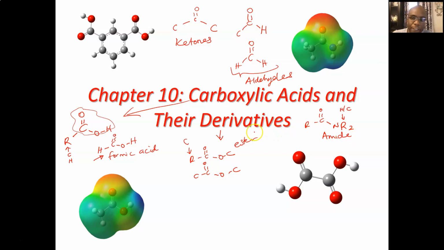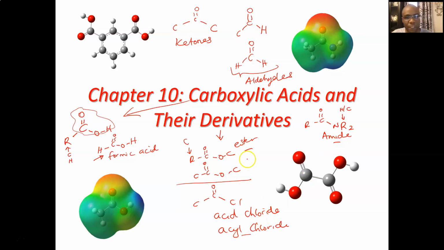Okay, and there are other derivatives. For example, if you replace the OH with a halogen, the best halogen could be a Cl. We call that an acid chloride. Other people call it acyl chloride. So those are the derivatives: esters, amides, acyl chlorides, and we also have anhydrides.